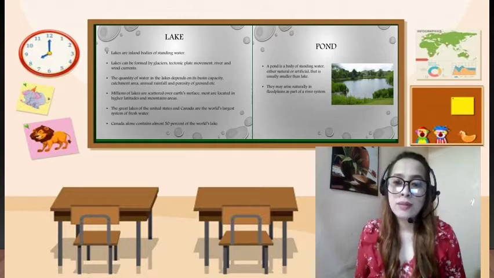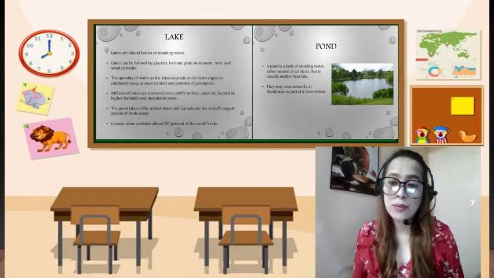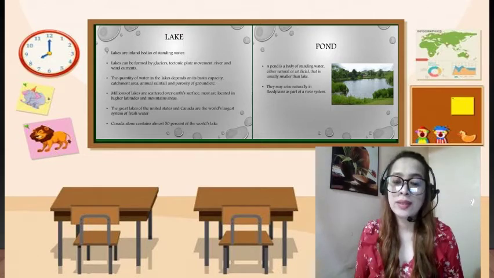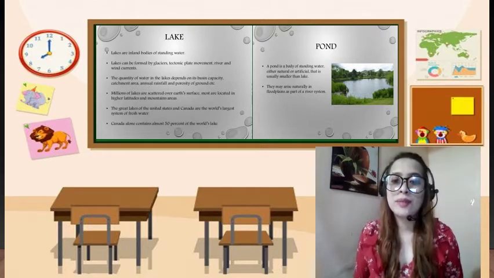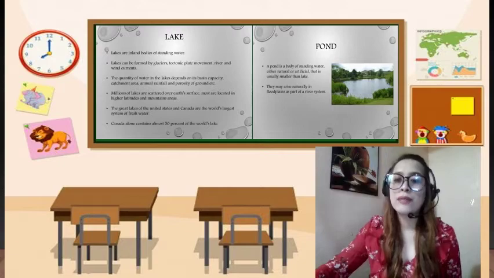A pond is a body of standing water, either natural or artificial. So this could be natural or man-made at the same time. It is usually smaller than a lake. It's still stagnant, but just smaller than a lake. They may arise naturally from floodplains and be a part of the river system. Sometimes when water leads to a certain area where it can gather, it will eventually create a pond.